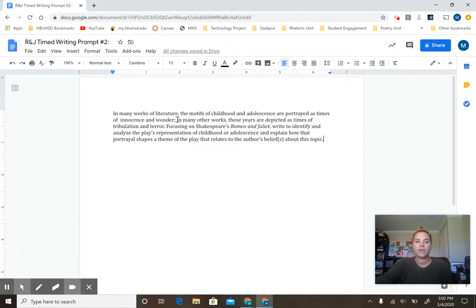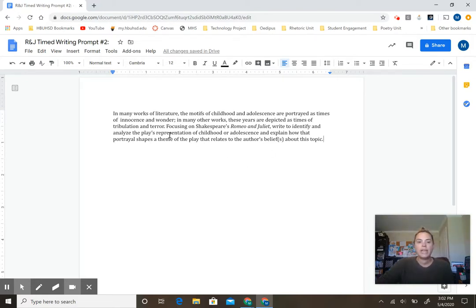In many works of literature, the motifs of childhood and adolescence are portrayed as times of innocence and wonder. In many other works, these years are depicted as times of tribulation and terror. Focusing on Shakespeare's Romeo and Juliet, write to identify and analyze the play's representation of childhood or adolescence and explain how that portrayal shapes a theme of the play that relates to the author's beliefs about this topic.